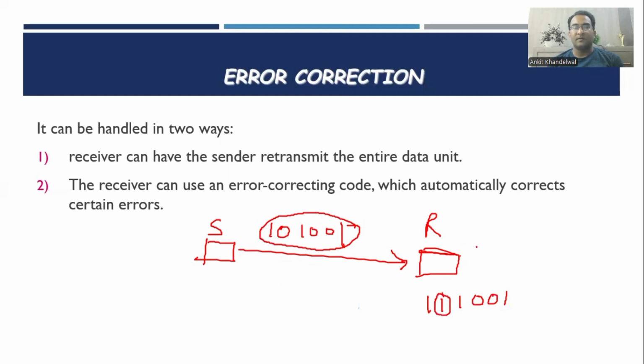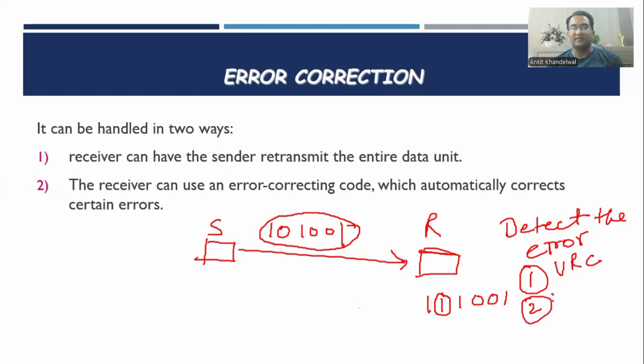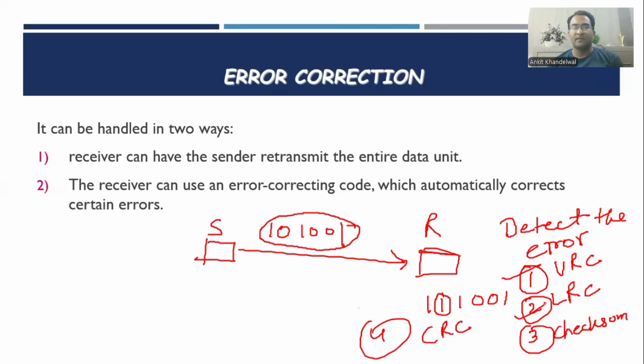So first of all, the receiver has to detect this error. And we'll use some techniques to detect this error. These techniques are, first, VRC, vertical redundancy check. Second, LRC, that is longitudinal redundancy check. Third is checksum. And the fourth one is CRC. So using these four techniques, the receiver can detect the error.